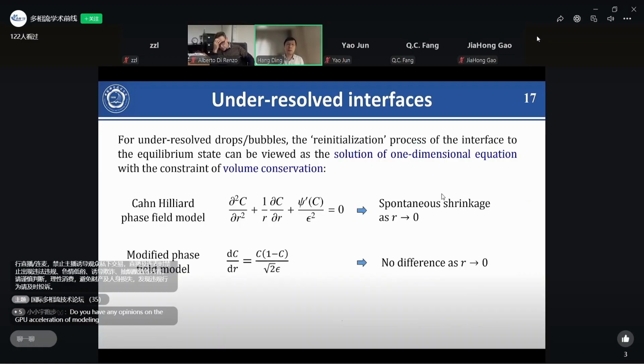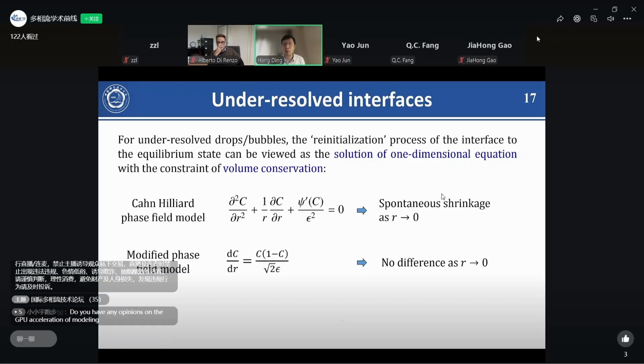Okay. So another issue is the unresolved droplets and bubbles. The initialization process of the interface to the equilibrium state can be viewed, for example, for a small bubble or small droplet, as the solution of a one-dimensional equation as follows. So for the Cahn-Hilliard model, we have the 1D equation like this. We can see that when R goes to 0, that means the radius of the droplet goes to 0, then this term, 1 over R, becomes more and more important.